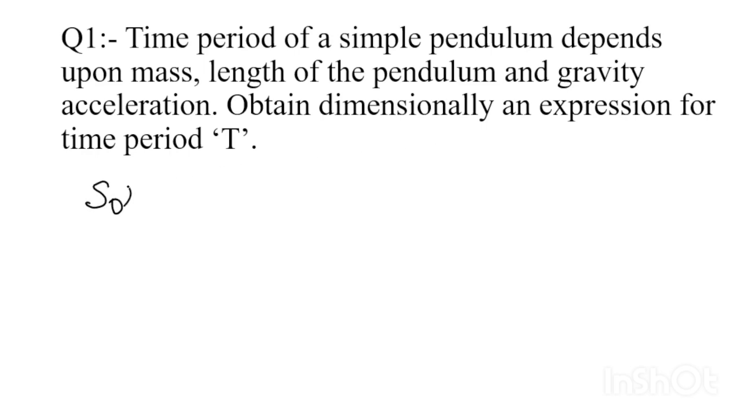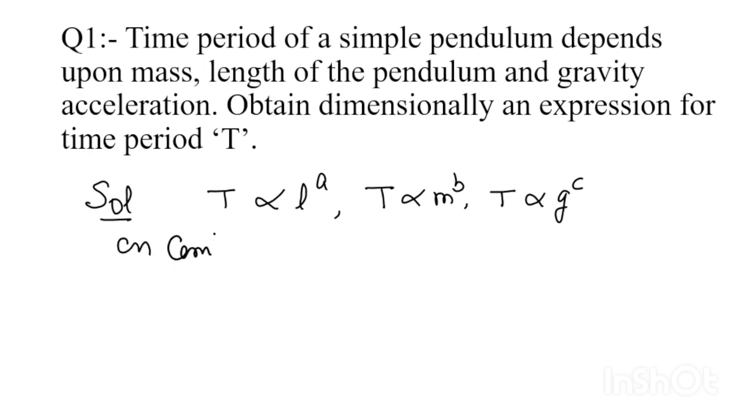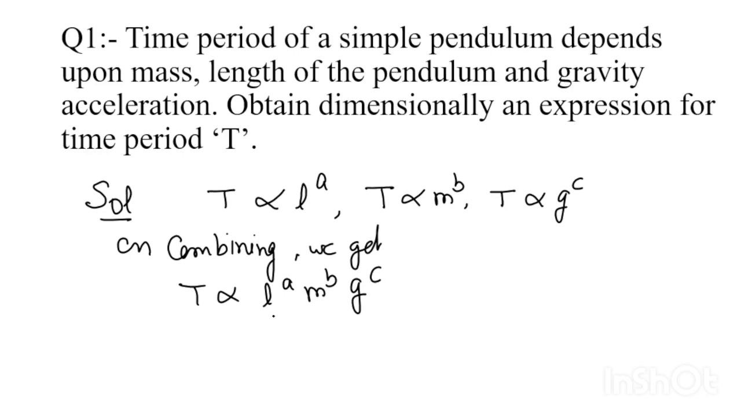Now in this type of question, the time period depends upon length, so we write length power A. Second, it depends upon mass, so we write mass power B. Third, it depends upon gravity acceleration, so we write G power C. Now on combining, we get T directly proportional to L power A, M power B, G power C.